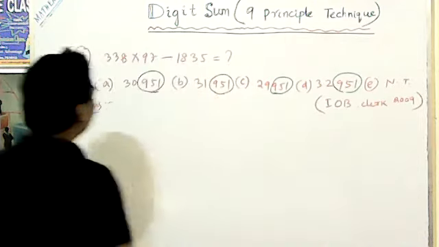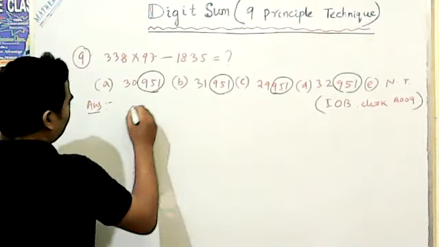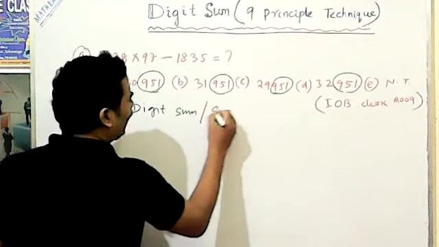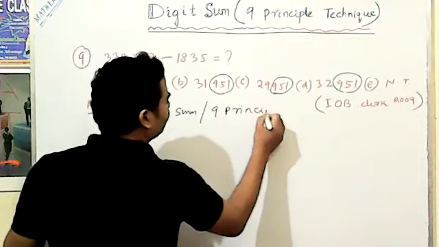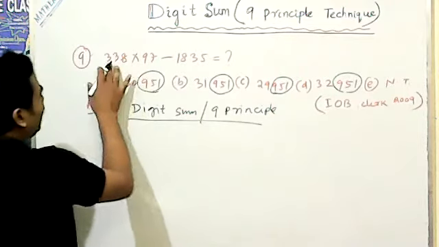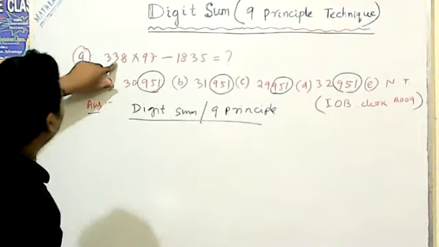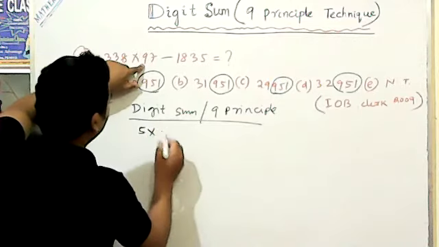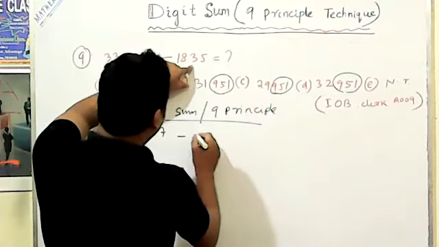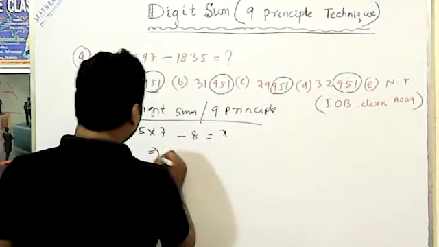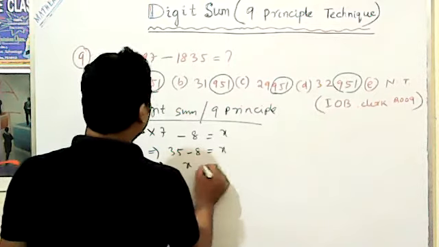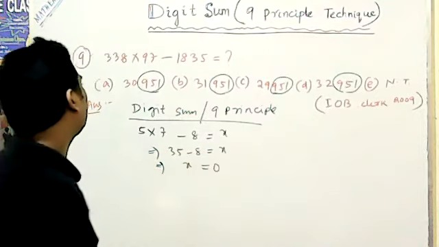So that's why digit sum technique, you think about the digit sum technique or 9 principle. By using 9 principle technique, what we will do, that is 3, that is 1, that is 6, 6 है ना, 5 हो गया, ये 9 है, 7 हो गया, ये कितना है, 9 हो गया, that is 8 है, ये x है, 35 minus 8 is equal to x, 38 से 8 है, x equal to 0. X is equal to 0.